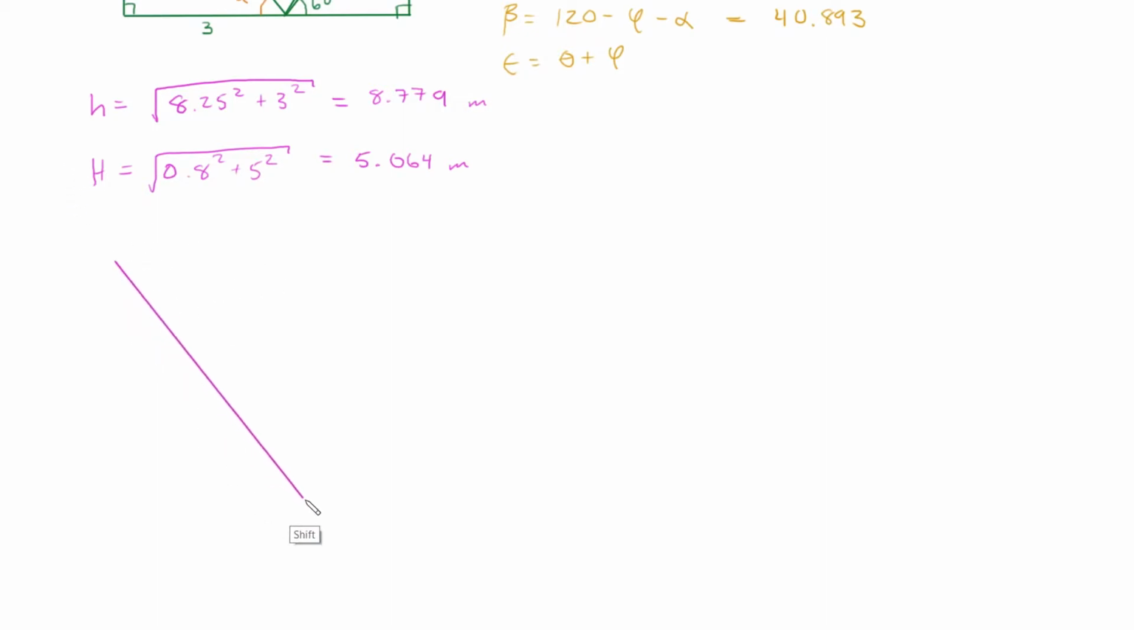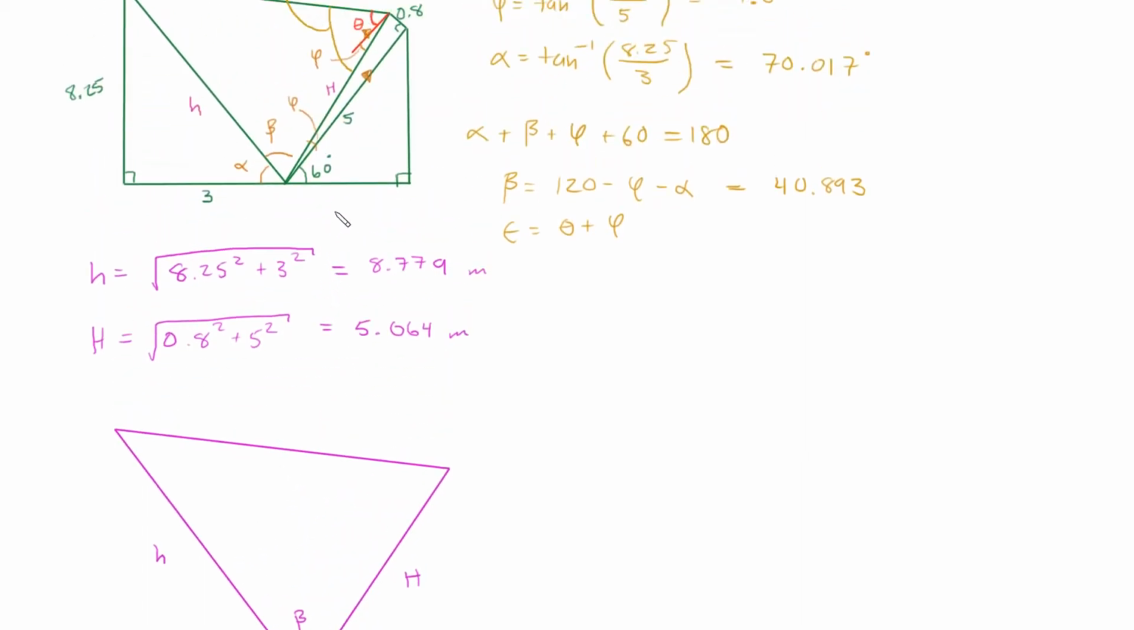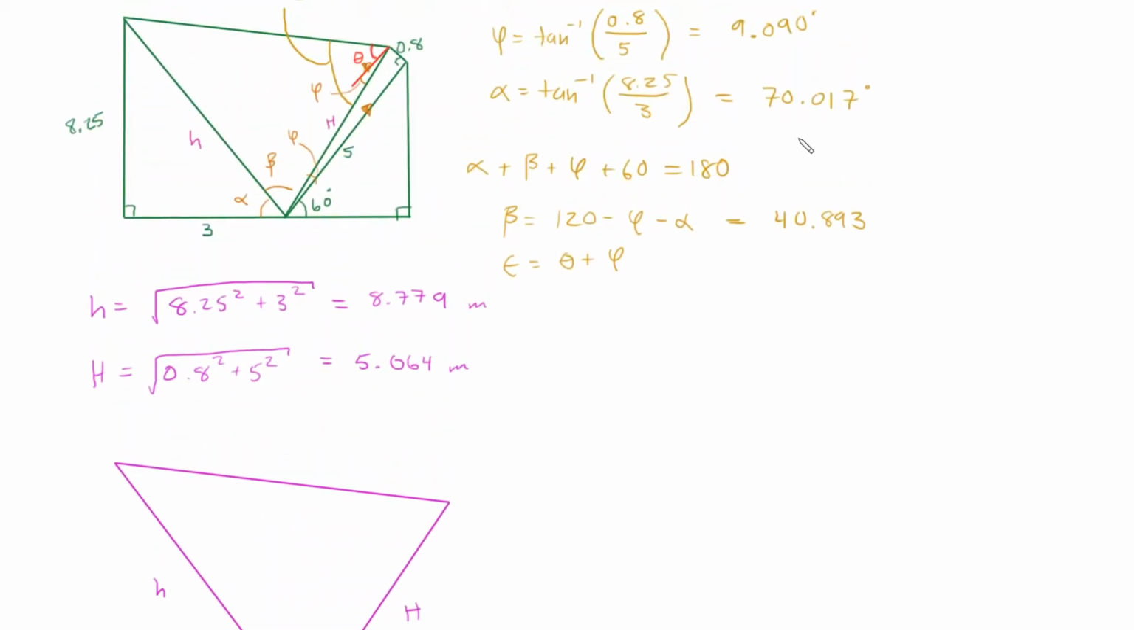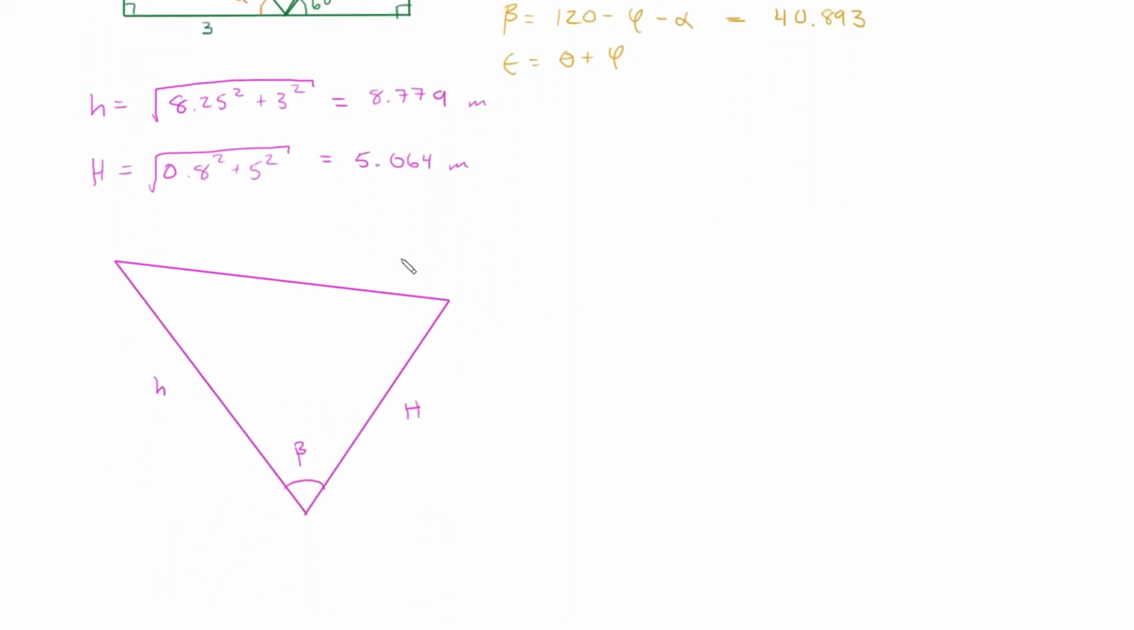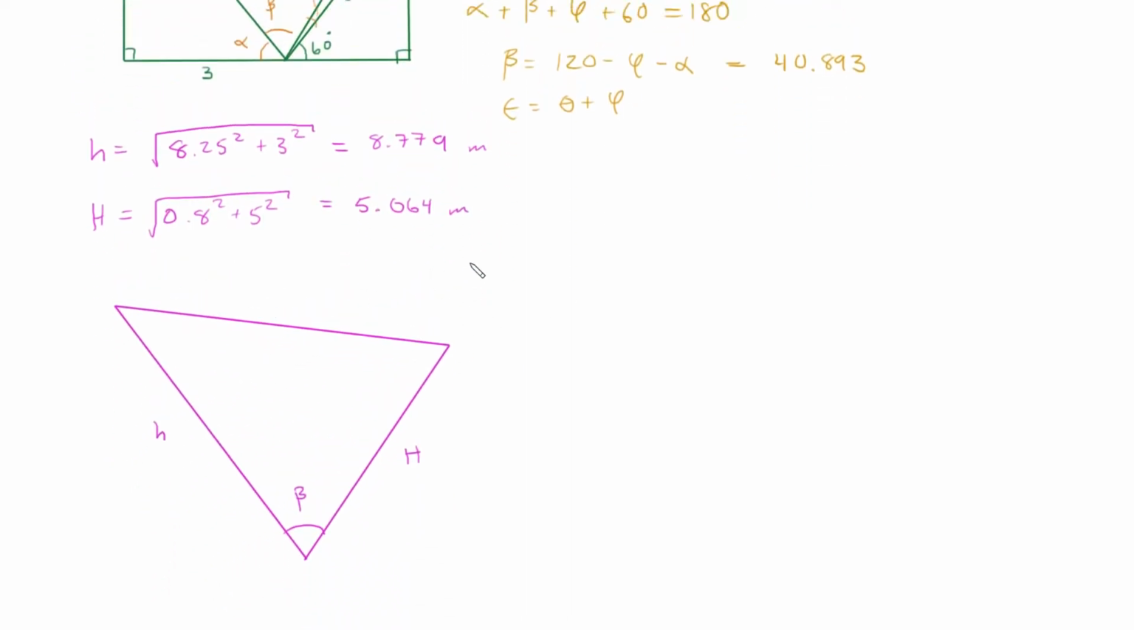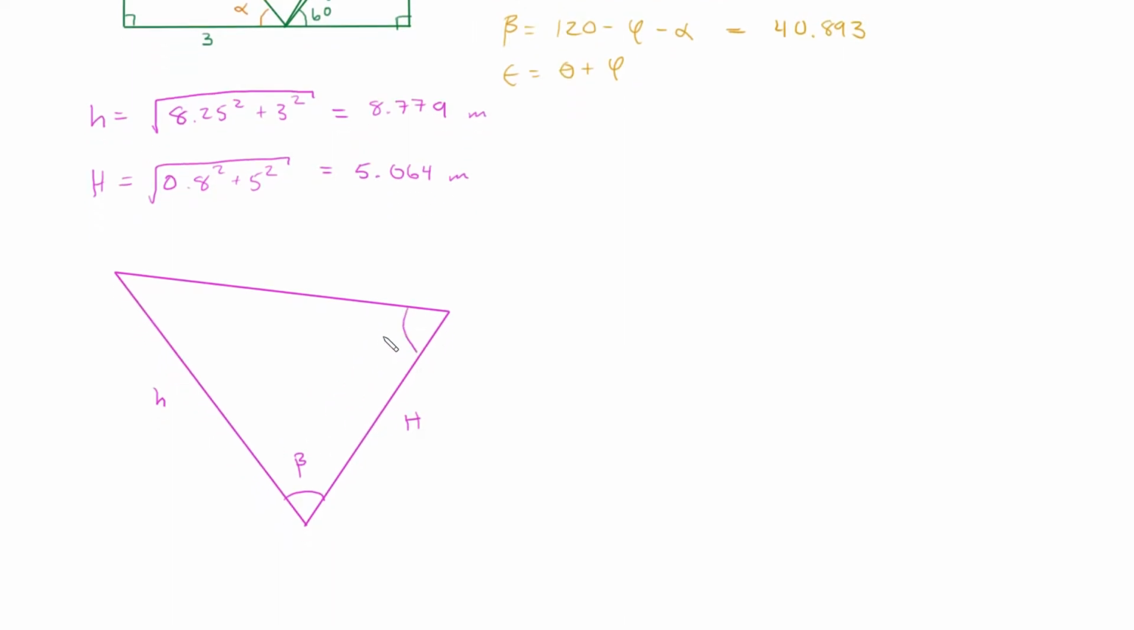So we're going to define this triangle, which looks something like this. This is going to be little h, this is going to be big H, and this is going to be beta, which we defined up here. So this is basically that triangle, and we have all our dimensions. So what we're going to do now is define this angle, which we called epsilon. By the law of cosines, we could define epsilon, or actually we're going to define this side.